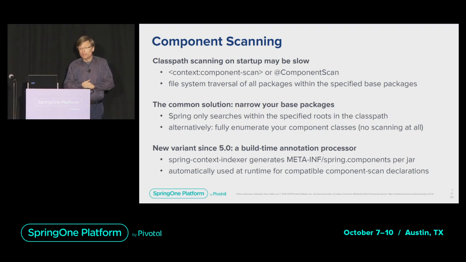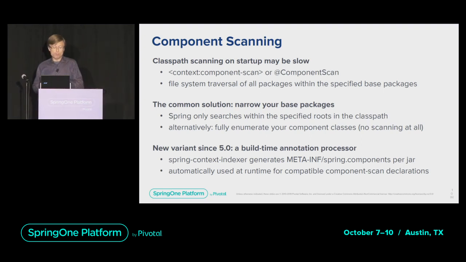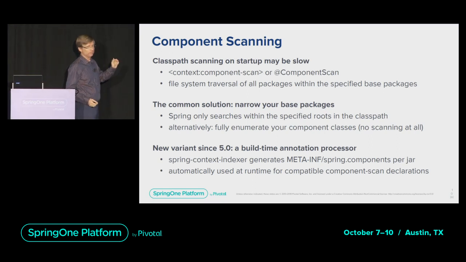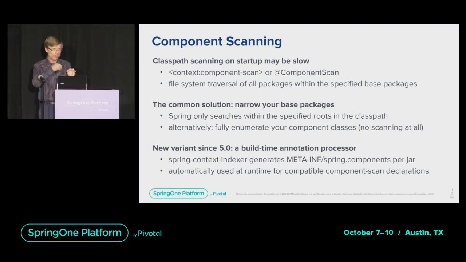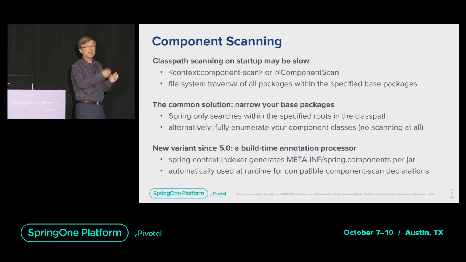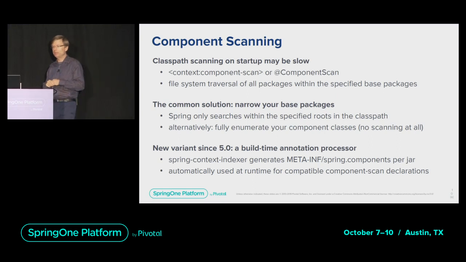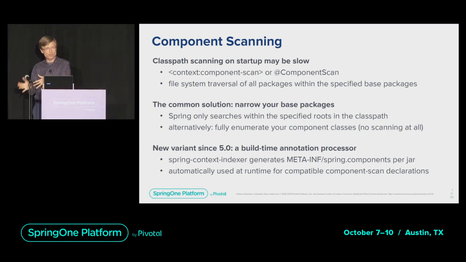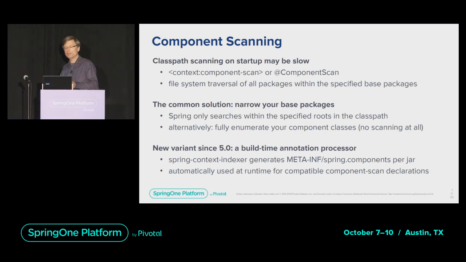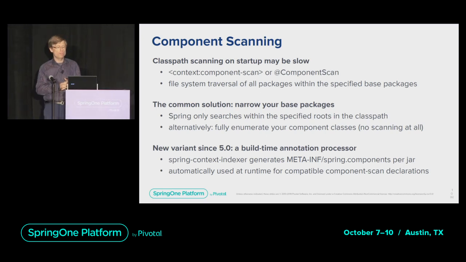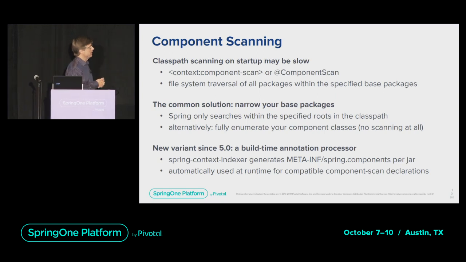Well, there's another variant that we're providing and that has been spiced up for 5.1, even if it dates back to 5.0. That's the Spring Context Indexer. It's a build-time annotation processor that spits out a Spring.components file to be included in your application jar files. They basically pre-index the classes that are annotated with Spring stereotypes. So by using this annotation processor, by including it in your build, you can bypass the actual component scan. A little bit of class introspection is still going on, but only for the narrowed set of classes provided by these Spring components declarations.